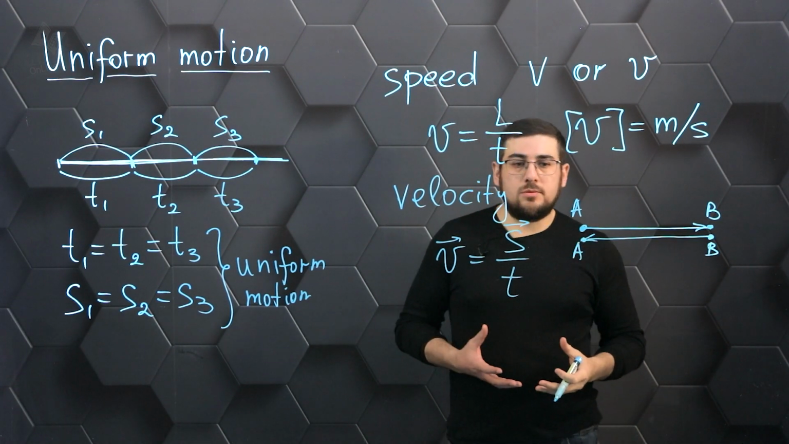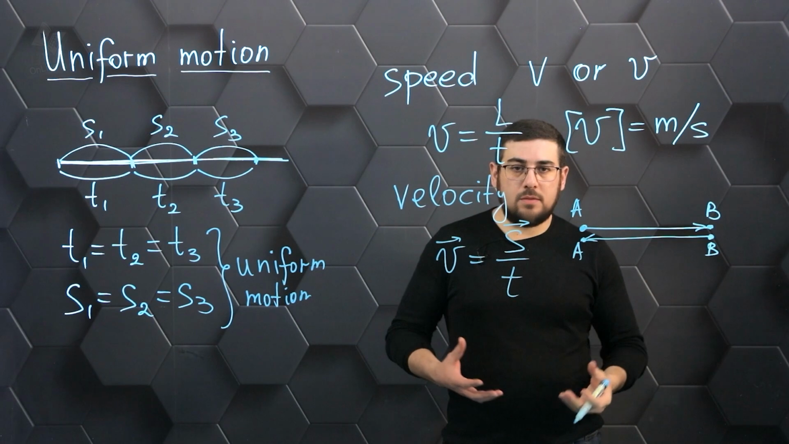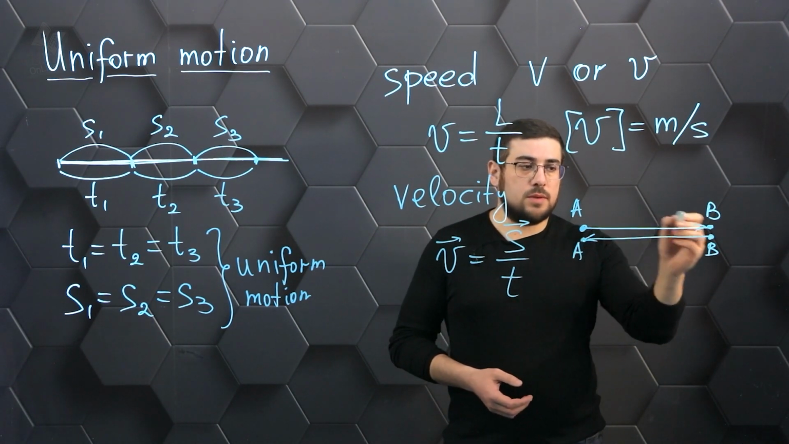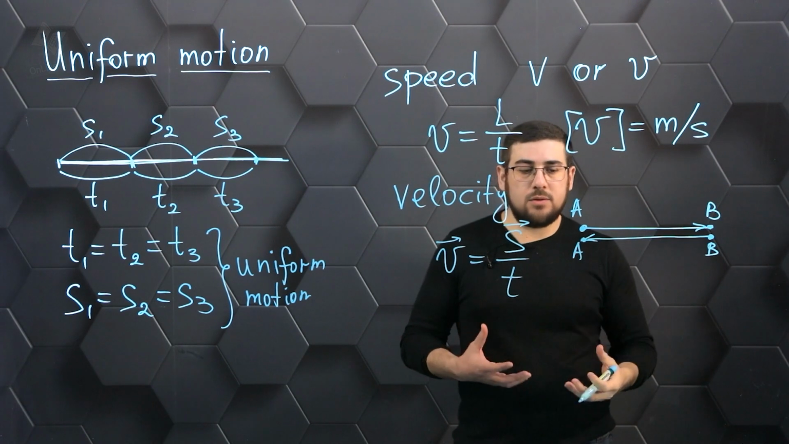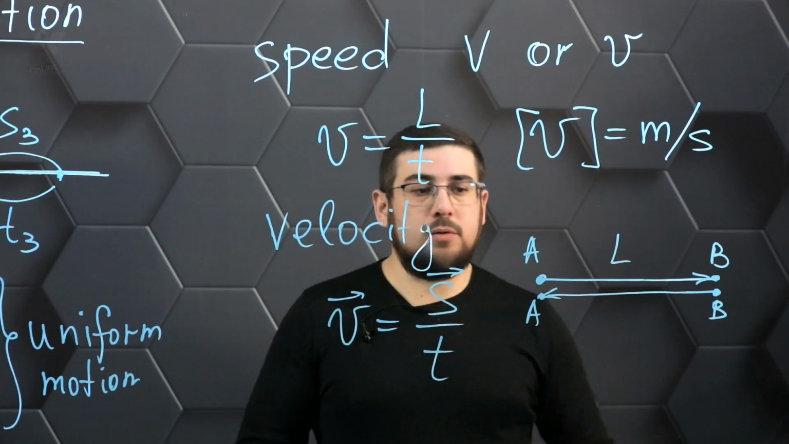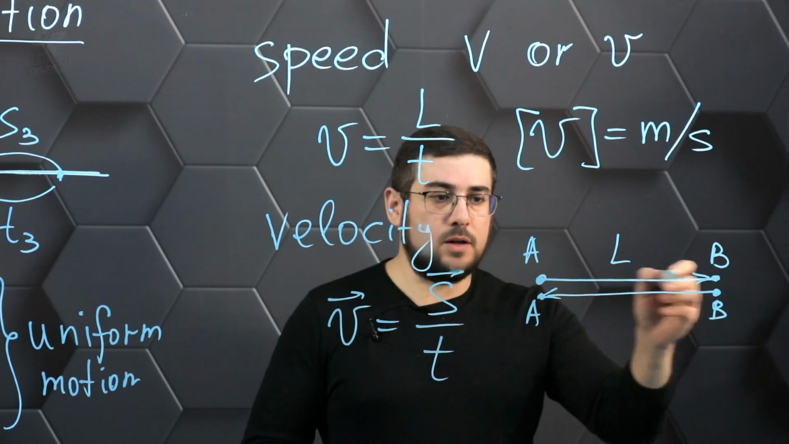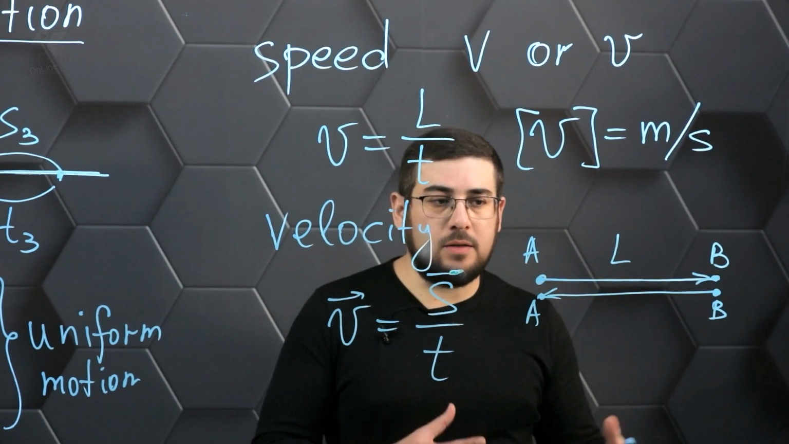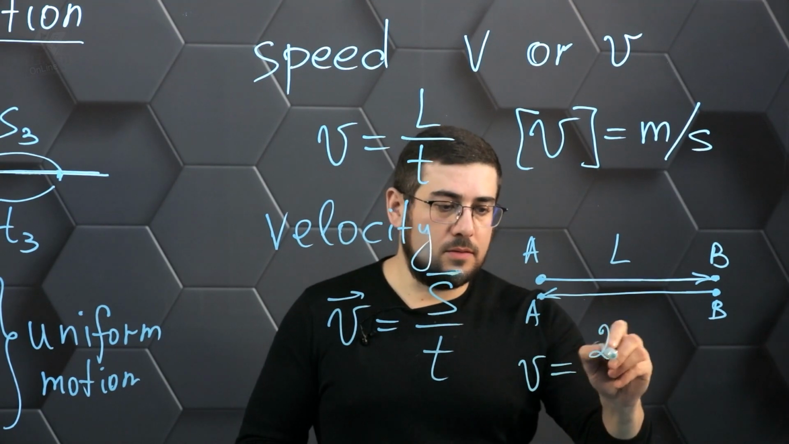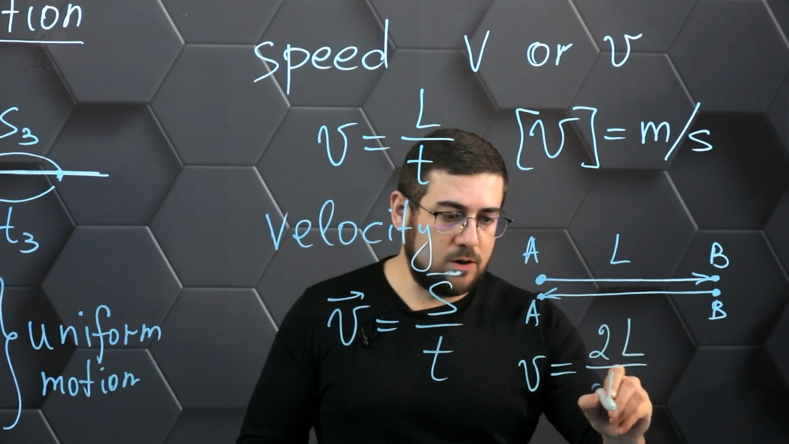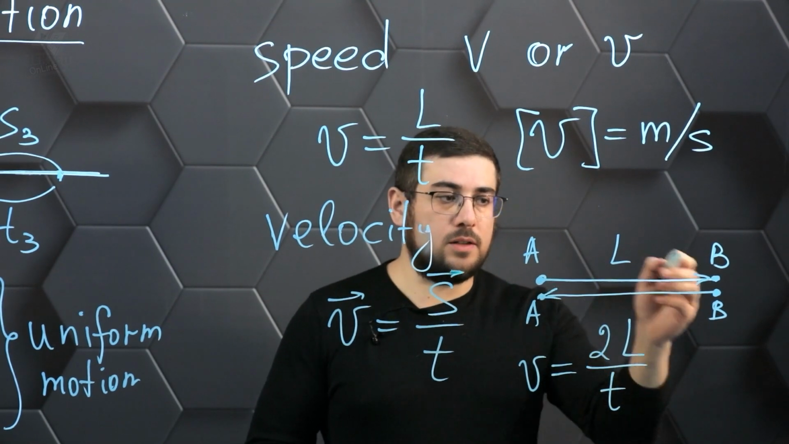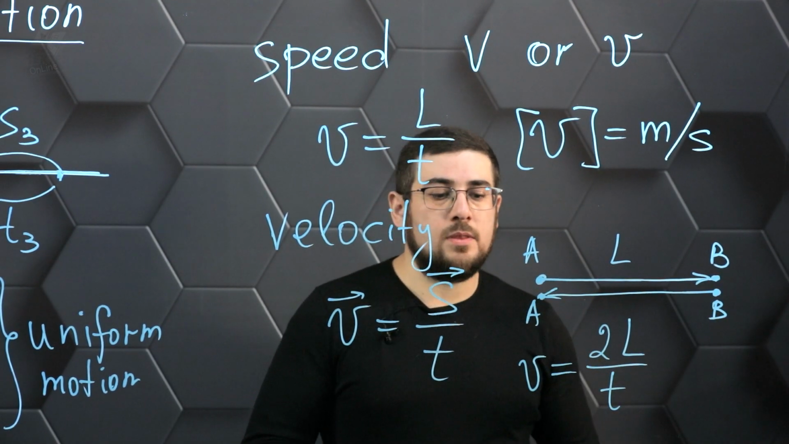then in this case we say that the body has traveled some path. That is, the path in this case will not be zero, because we see that the body moved and traveled some certain distance. If we denote, for example, with the letter L the distance between A and B, then we will have a path speed equal to the ratio of two L to the time in which the path was traveled. That is L forward and L backward.